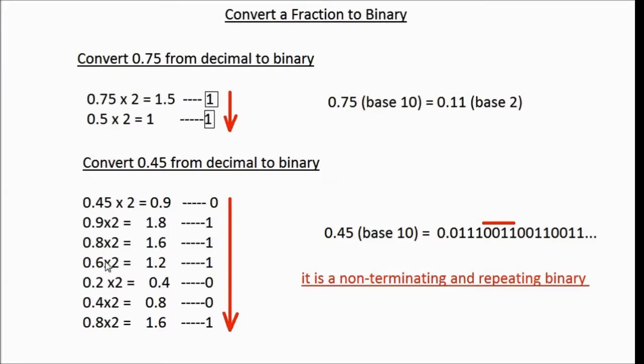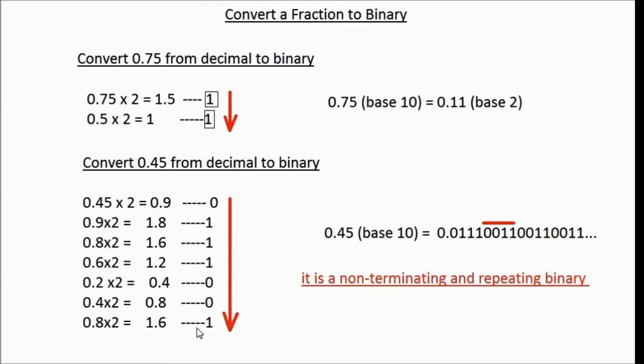Into 2 is 1.2. Gives me 1. I've taken the whole number part out. Now 0.2 carries to the next line. Into 2 gives me 0.4. Whole number is 0. 0.4 into 2 gives me 0.8. 0.8, the whole number part is 0. Now you carry 0.8 to the next line, multiply with 2, you have 1.6.